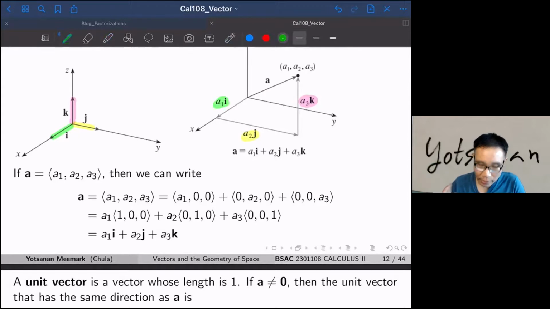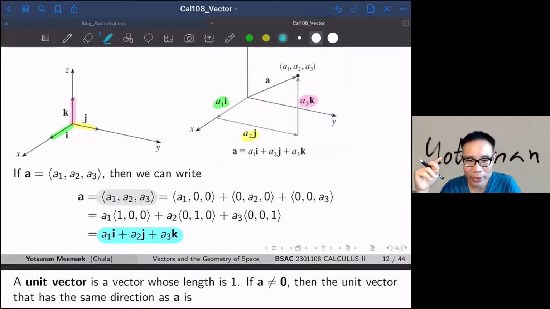So the way to write down the vector, we have two kinds of notation so far. The first way is in terms of angle brackets, A1, A2, A3. And the second one is A1i, A2j, A3k. So those are two different ways to represent the vector A.